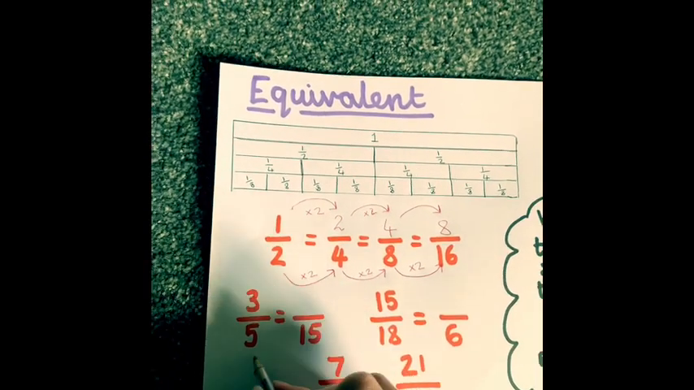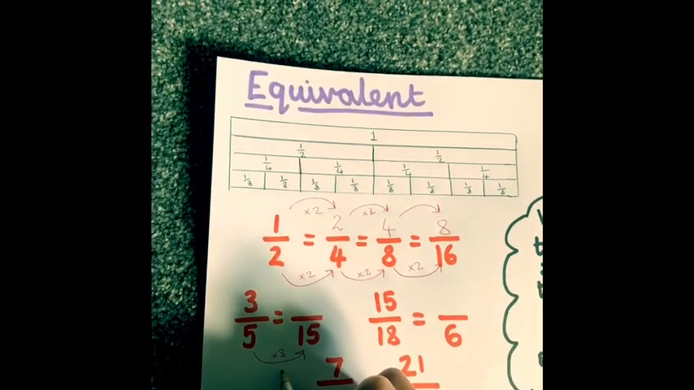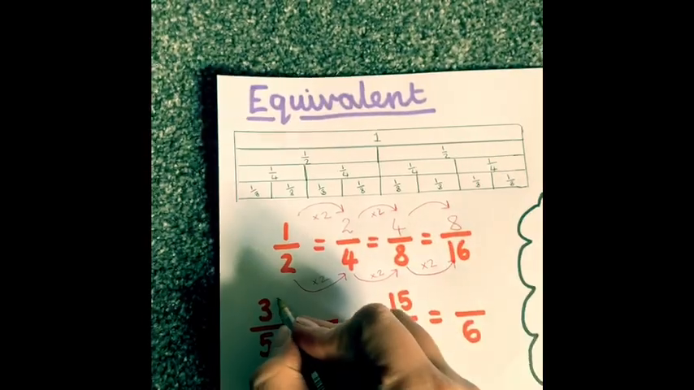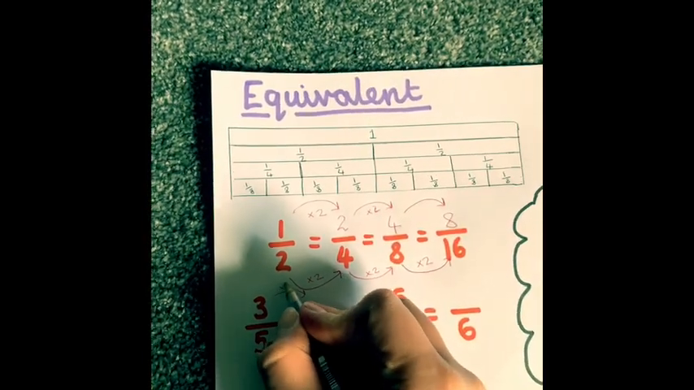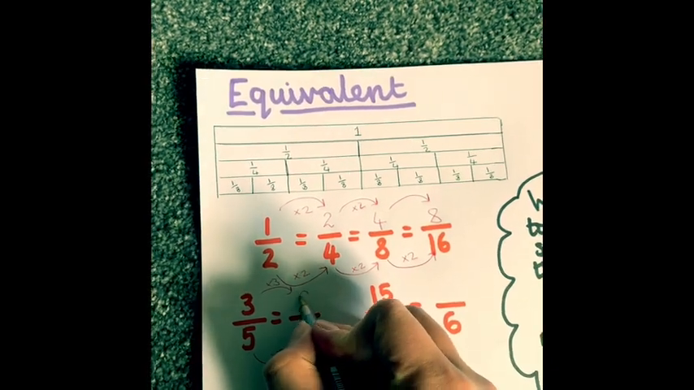So let's have a look at a few different ones. We've got 3/5 and we've got something over 15. So we look at the 5 and the 15 and we realise that 5 times 3 would get us 15. So I need to times my top number, my numerator, by 3. 3 times 3 would give me 9. 3/5 is equivalent to 9/15.